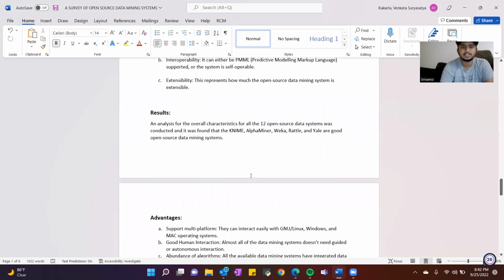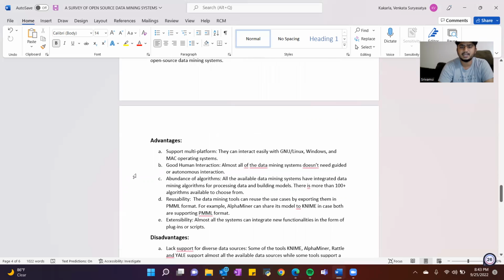Coming to the results, an analysis of the overall characteristics of all the open source data mining systems was conducted, and it was found that KNIME, Alpha Miner, Weka, Rattle, and Yale are good open source data mining systems. Coming to the advantages, they support multiple platforms. They can interact easily with GNU/Linux, Windows, and Mac operating systems, and have good human interaction. Almost all of the data mining systems don't need guided or autonomous interaction. Abundance of algorithms: all the available data mining systems have integrated data mining algorithms for processing data and building models. There are more than 100 algorithms available to choose from.